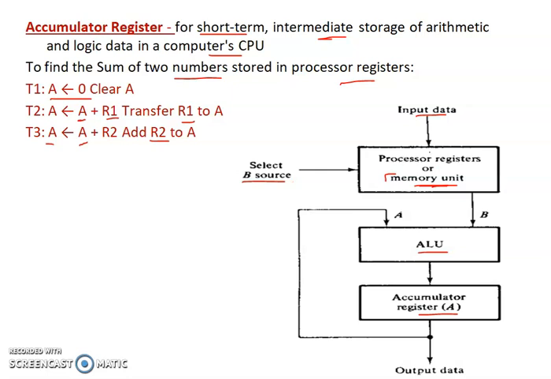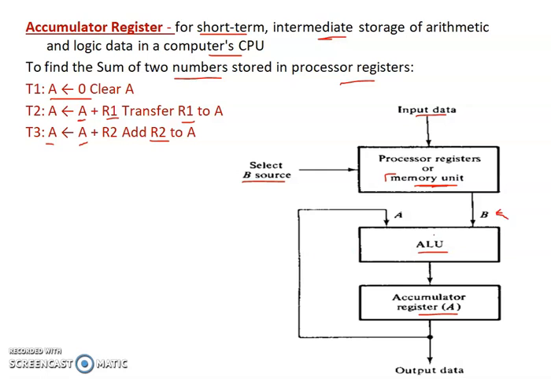Okay, so you will have some registers or a memory unit. In order to find the target location, it makes use of the select signal, select B source. Either to select the processor register or the memory based on the signal that is given, it will be able to select the target register, and that will be placed on the B bus.